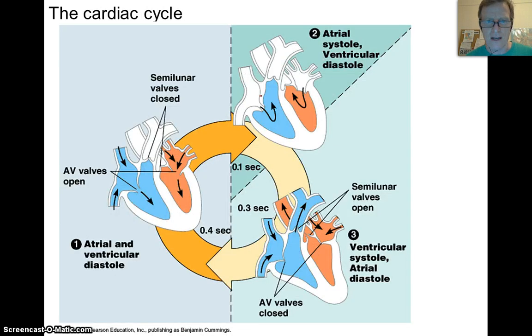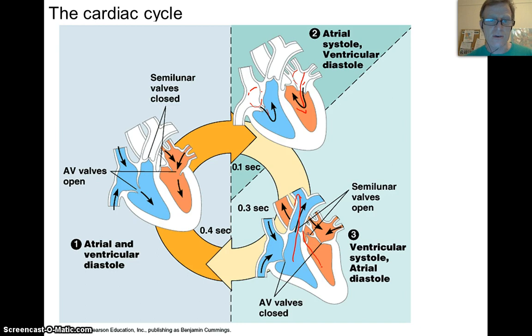So let's look at that right now. You can see the pacemaker is going to time it such that the first thing that contracts are the atria, and when they contract, they push blood into the ventricles. Okay, we're going to wait just a tiny little moment for that blood to fill up, and then the ventricles are going to contract, and when they do, they're going to push blood out into the arteries.